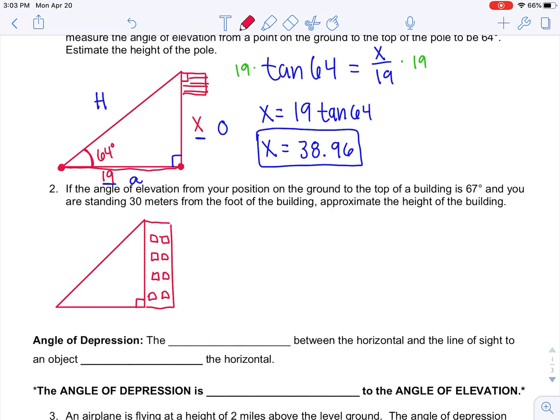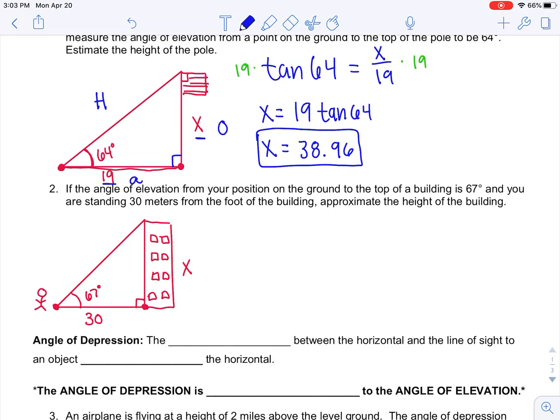So we know the angle of elevation from your position on the ground to the top of the building is 67 degrees. So this is you. You're standing over here, and you're looking up at the top of the building. So the angle of elevation goes from the horizontal line up. So this angle is our 67 degrees. It says that you are standing 30 meters from the foot of the building. So here's the foot of the building. Here's where you're standing. So that distance is 30 meters. And it wants us to approximate the height of the building. So this is x.